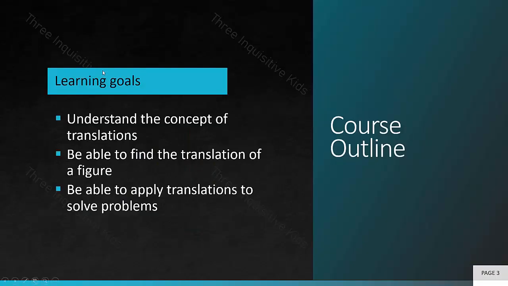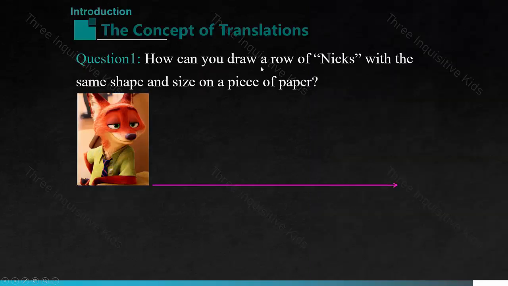Our learning goals for today are to understand the concept of translations, be able to find the translation of a figure, and be able to apply translations to solve problems. How can you draw a row of Nicks with the same shape and size on a piece of paper? If you don't know who this is, Nick is from the movie Zootopia.